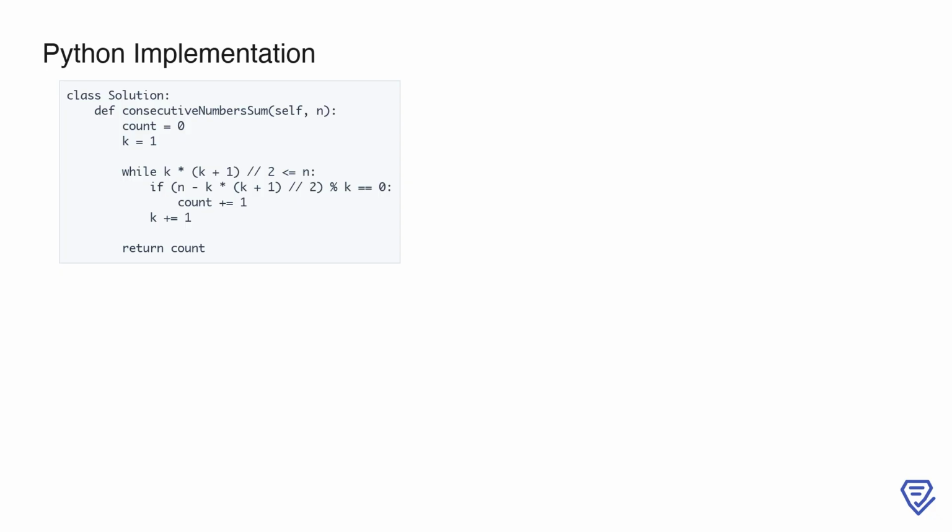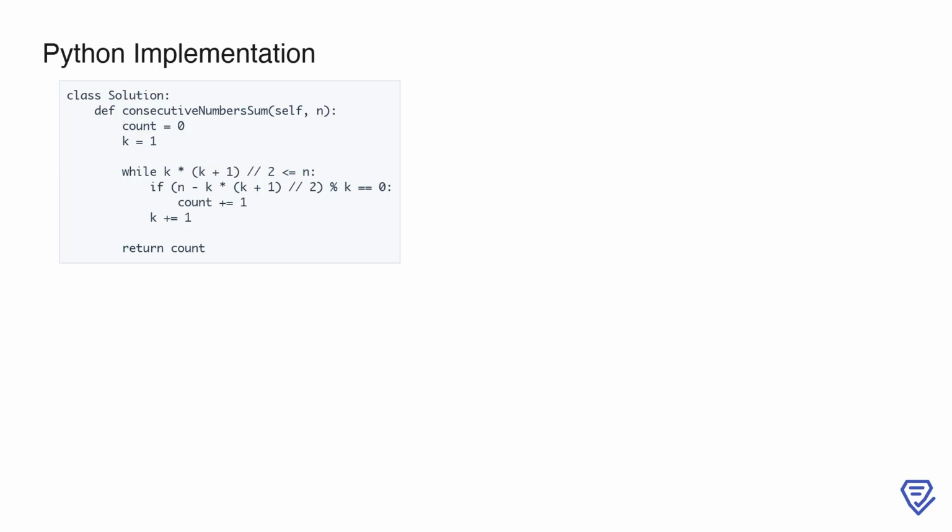2. Iterate over sequence lengths. The while loop runs as long as the sum of the first k integers, given by k * (k + 1) // 2, is less than or equal to n. This ensures we only consider sequence lengths that are feasible for the given n.